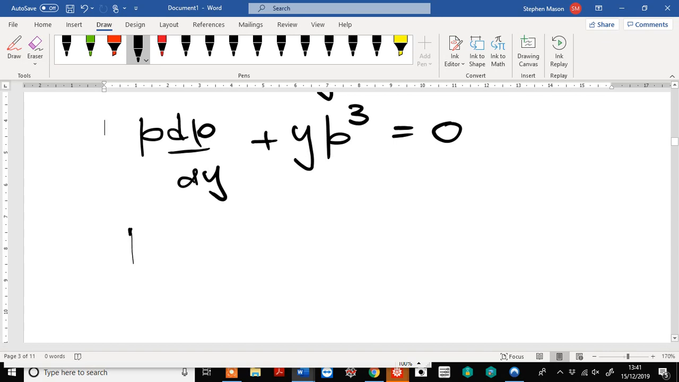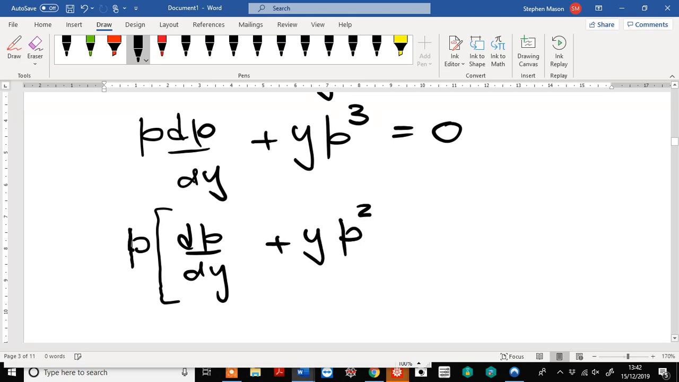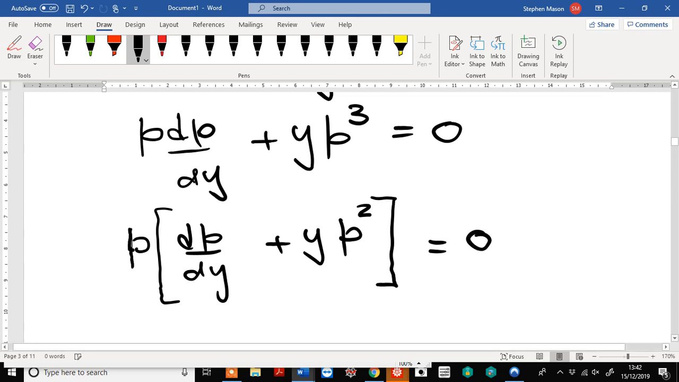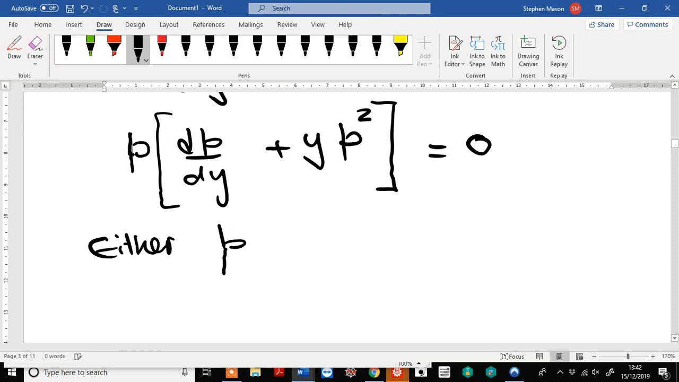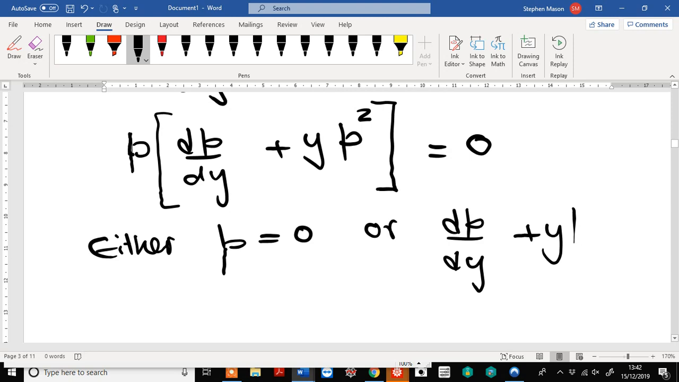So I should be able to write a p there, and then I'm going to put square brackets in. It's a bit easier than writing curved brackets. So we've got dp by dy plus yp squared equal to 0. Now, there are two cases to consider here. Either p equals 0 or dp by dy plus yp squared equals 0.